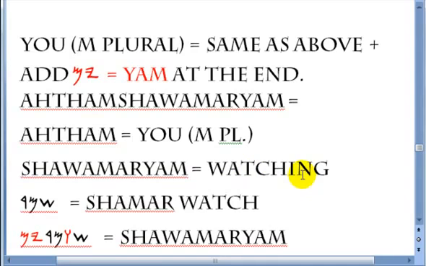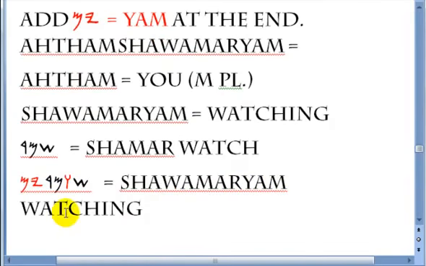Shawamaryam is watching. You got to hear again. Shamar is to watch. You add the wa between the first and the second letter, and then you add the yum at the end to make it plural. Shawamaryam is watching.